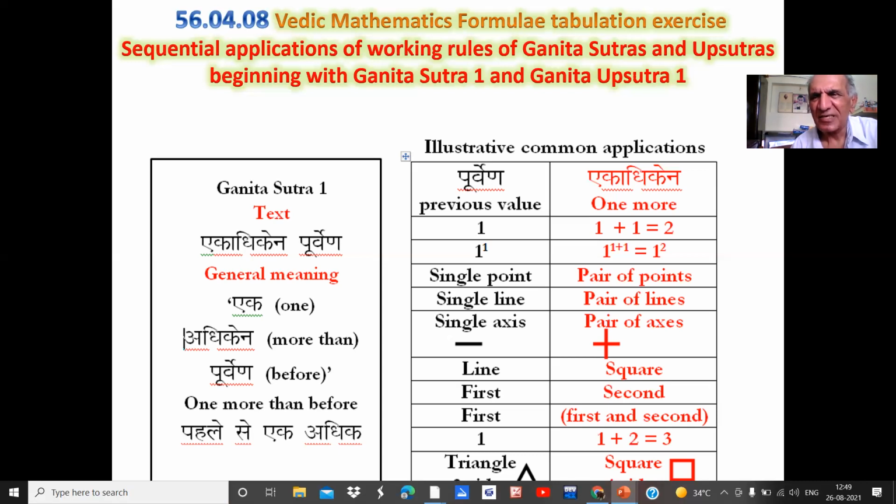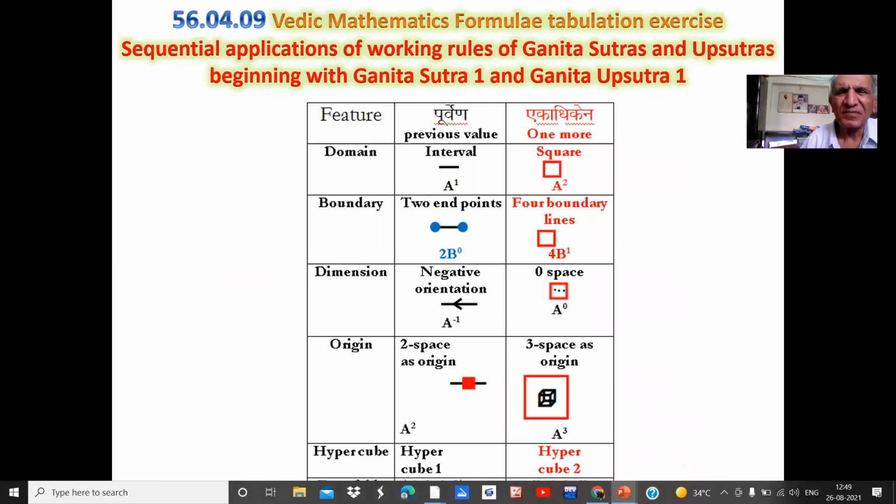If it is first, it will take to second. If it is first, then it will also take to first and second both. If it is 1, it will take to 1 plus 2. If it is a triangle, it will take to a square. Like that, if it is an interval, it will take to a square.